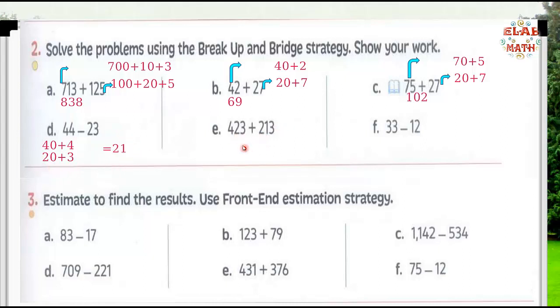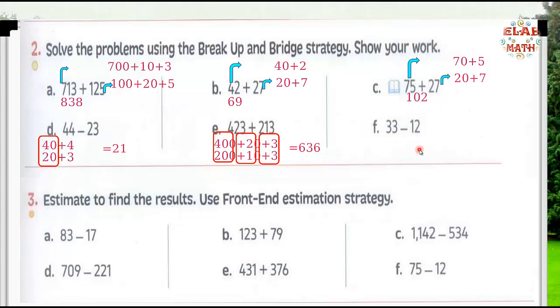Here addition, we can write 400 plus 20 plus 3, 200 plus 10 plus 3. Add ones with ones, tens with tens. 3 plus 3 is 6. 2 plus 1 is 3. 4 plus 2 equals 6. The result or the sum, 636.